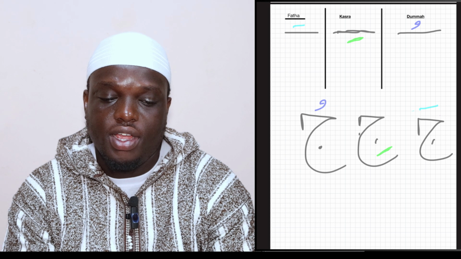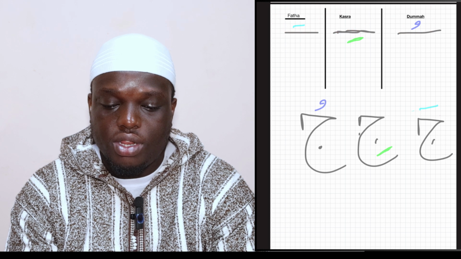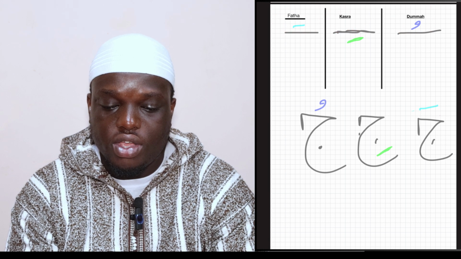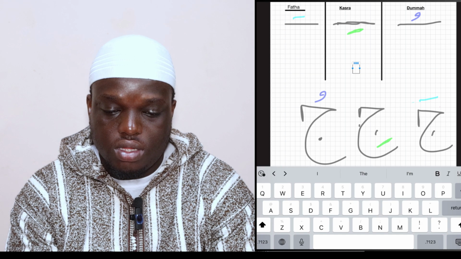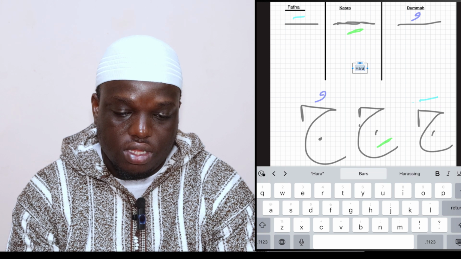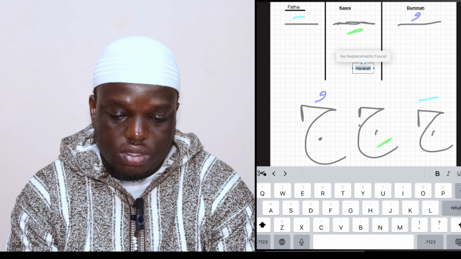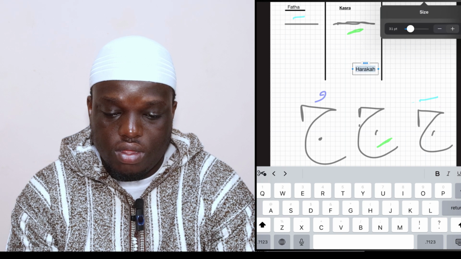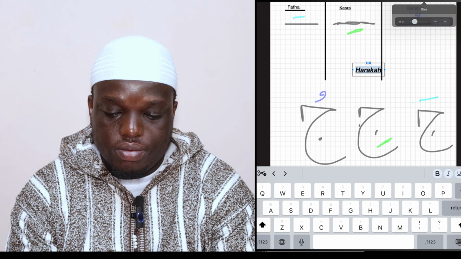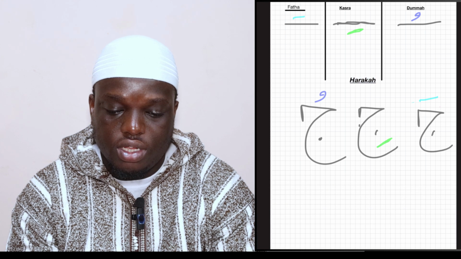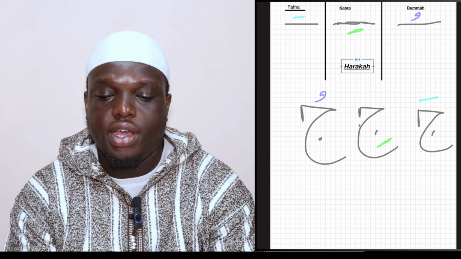So that's our lesson for today: the harakats, the vowel signs. In Arabic, they are called harakat. Haraka. So they are called the harakas. Fatha, kasra, and dhamma are our harakats.